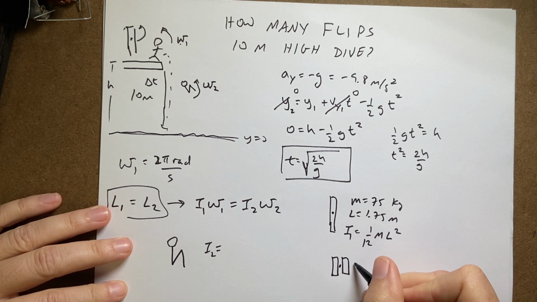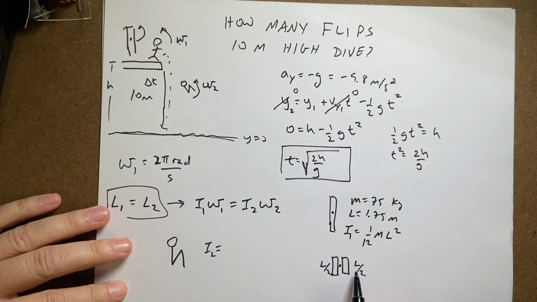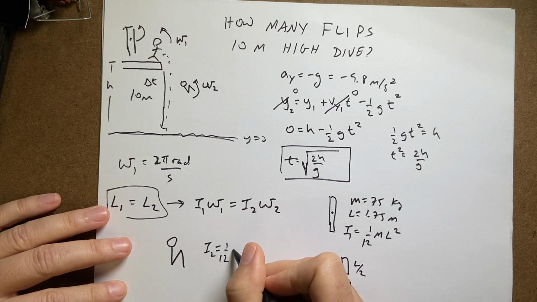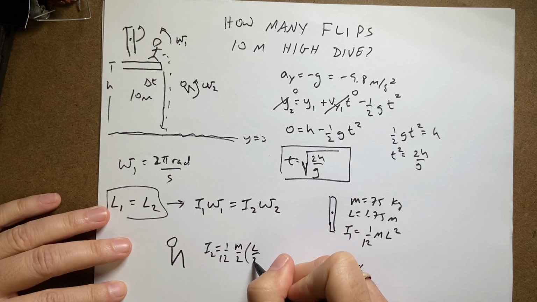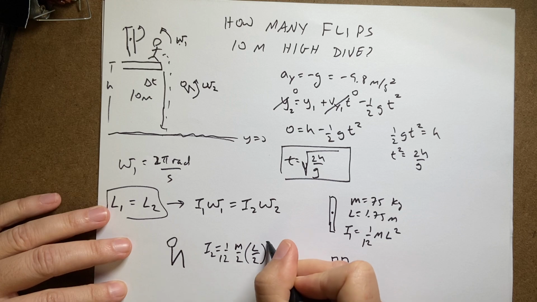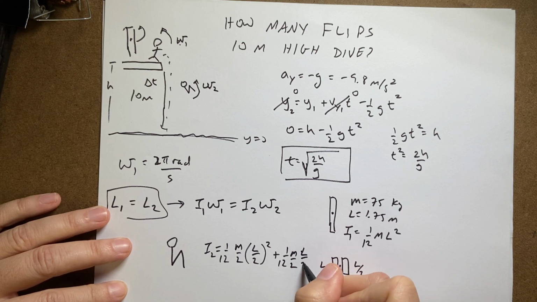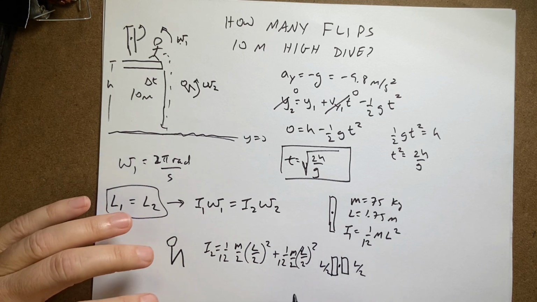And so this is going to be L over 2, L over 2. So I have 2 half-length rods rotating about their center. So it's going to be 1/12 m over 2 times L over 2 squared plus 1/12 m over 2 L over 2 squared. So now I have two rods together. Okay, and this is just my approximation.